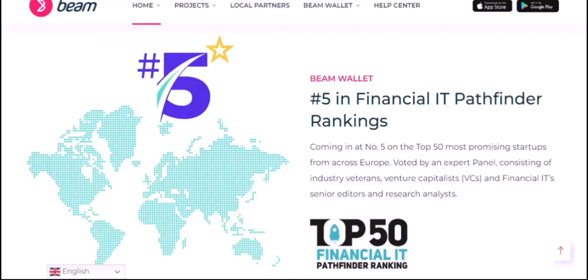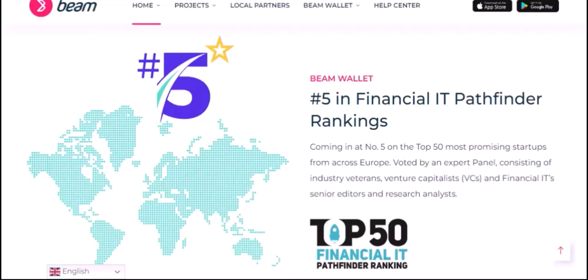Why can't Beam wallet payments be reversed? To understand why, let's delve into the nature of blockchain. Decentralization. Blockchain networks are decentralized, meaning they are not controlled by a single entity. Instead, they rely on a network of nodes to validate and record transactions. Immutability. Once a transaction is confirmed and added to the blockchain, it becomes part of the permanent record. This immutability ensures the security and transparency of the network.